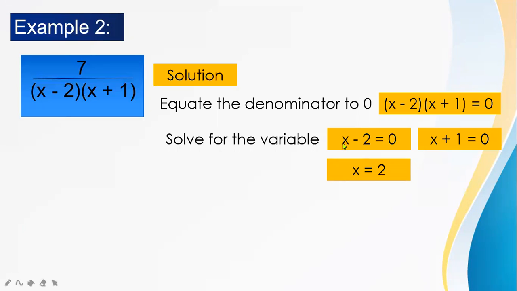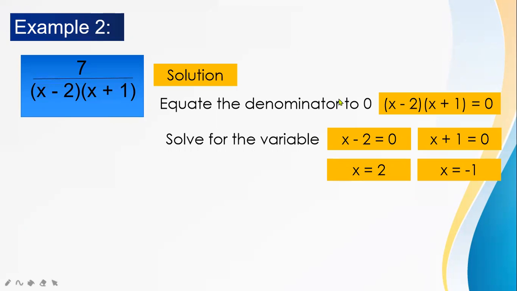And therefore, what will be the value of x in x minus 2 equals 0? All you have to do again is transpose negative 2, it will become positive 2. Then the other one is x plus 1 equals 0, then transpose positive 1, it will become negative 1. So therefore, we have two values of x. The first value is 2, and the second value is negative 1.